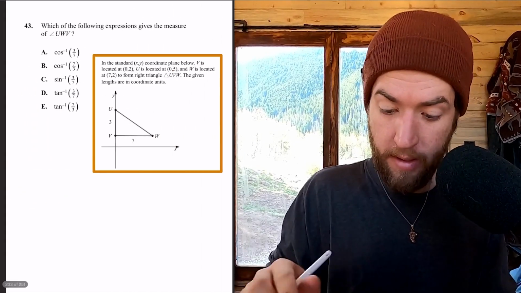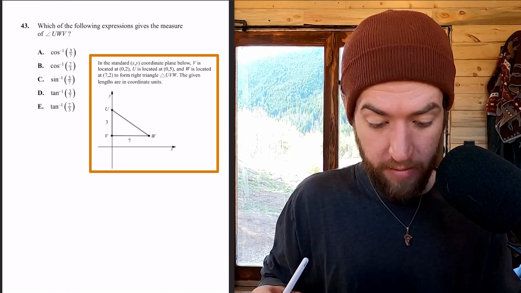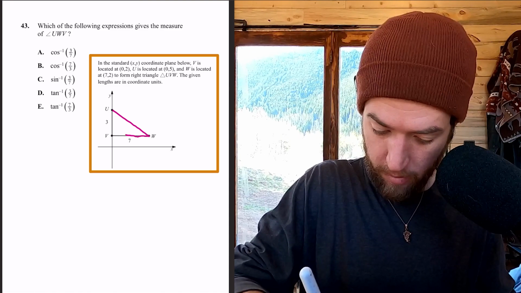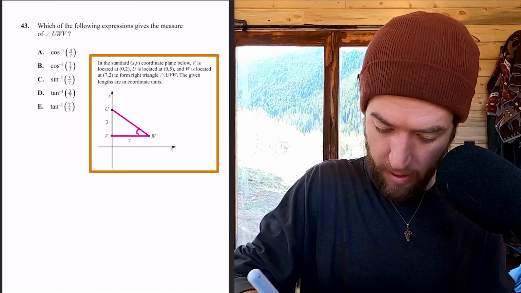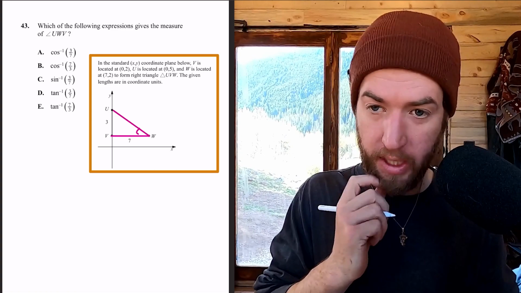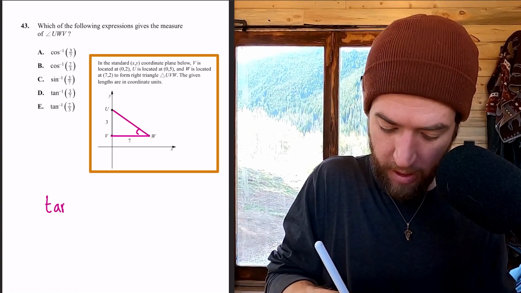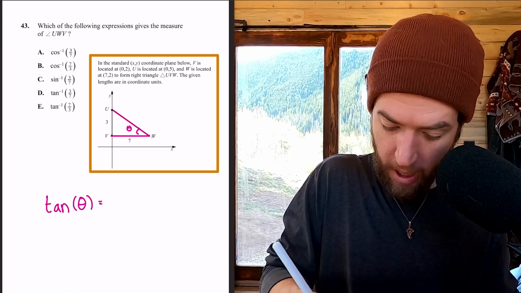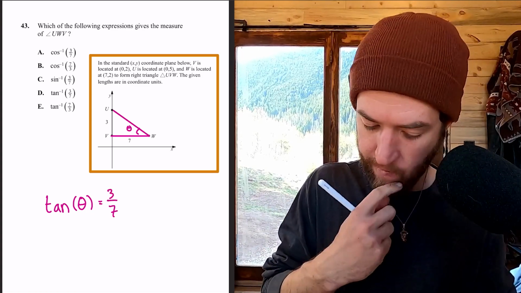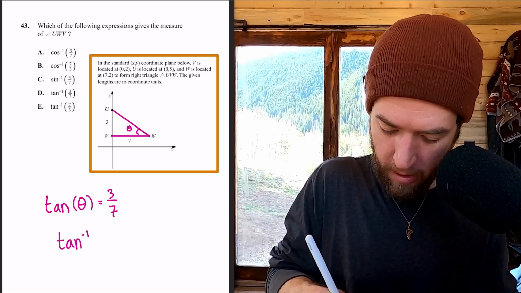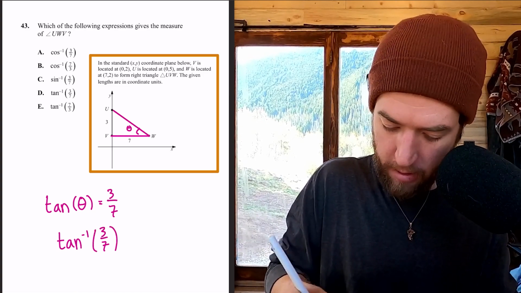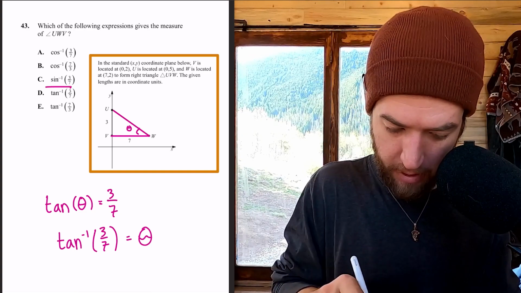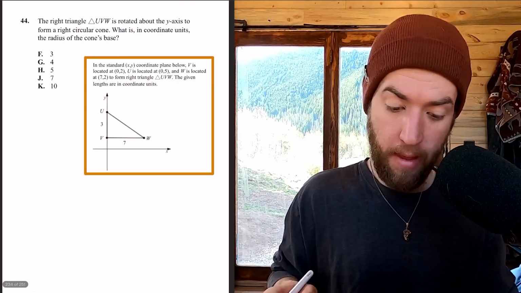On to the next. Which of the following expressions gives the measure of UWV? So UWV, looks like they're going to do a little trigonometry here. That's okay. So we are given opposite and we are given the adjacent side. So tangent of theta, that angle right there, is the opposite over the adjacent. Therefore, tangent inverse of that fraction, 3/7, should be equal to our theta. Tangent inverse of 3/7. There it is. Answer D. On to the next.